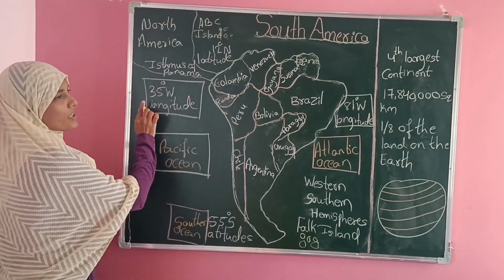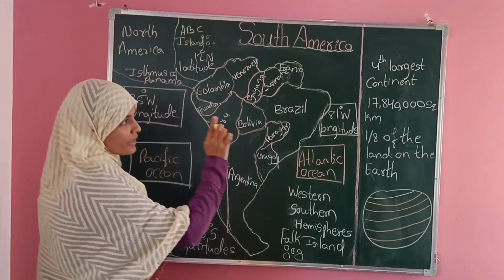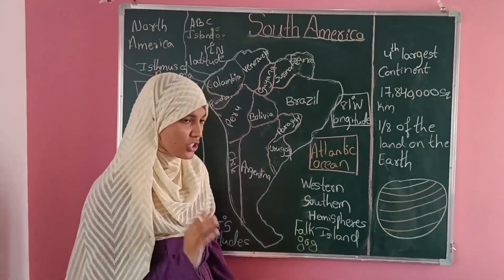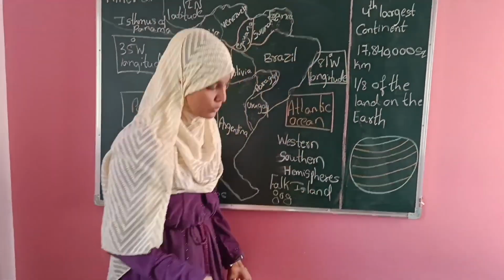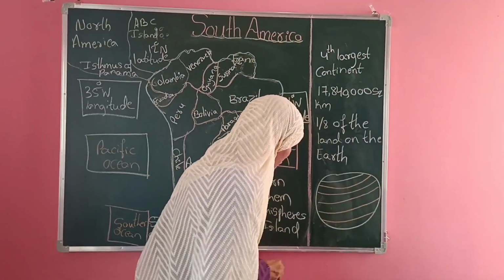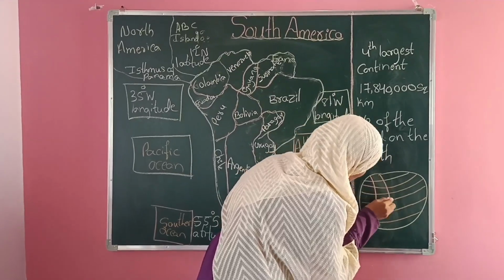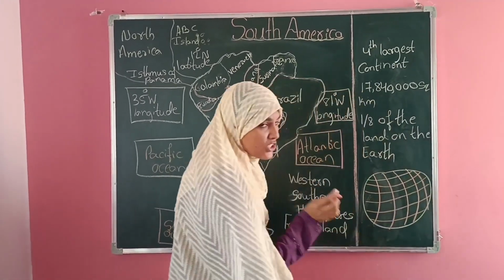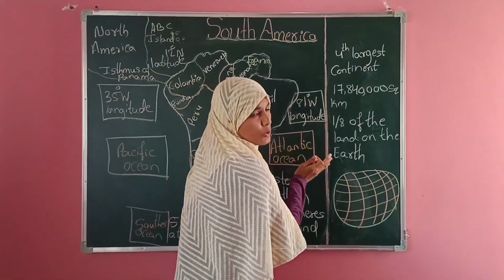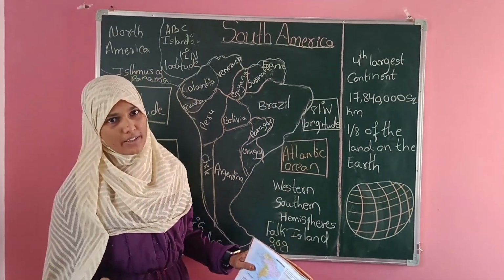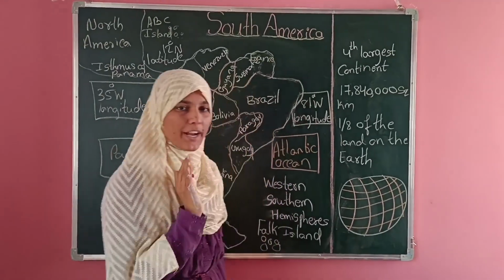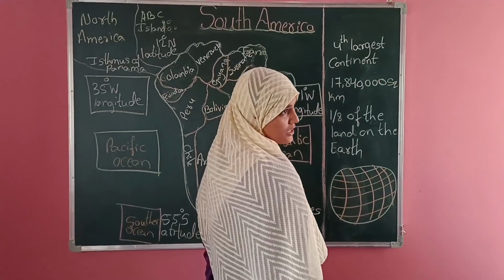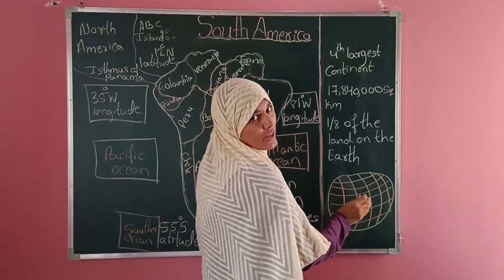Now longitude is 35 degrees west to 81 degrees west. Longitude means imaginary lines which run from the north pole to the south pole. These are not actual lines. The largest line of longitude is the prime meridian, which divides the Earth into two hemispheres, the eastern hemisphere and the western hemisphere.